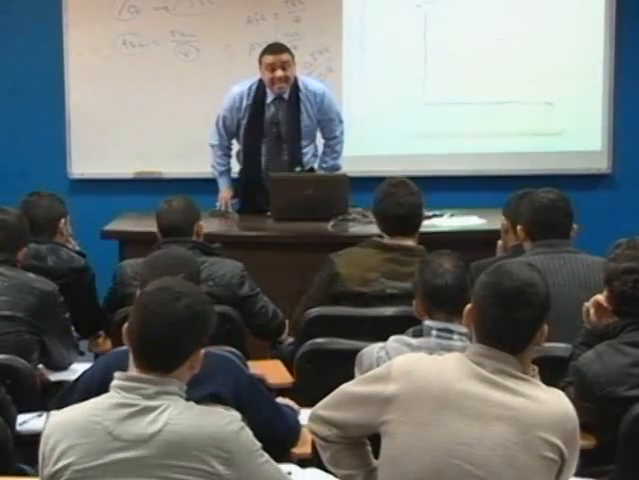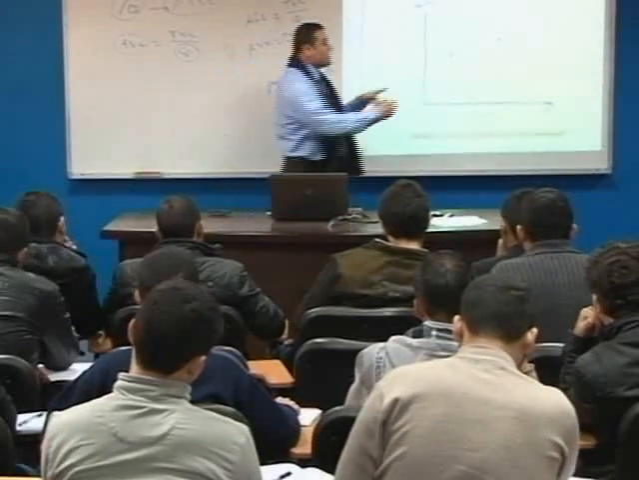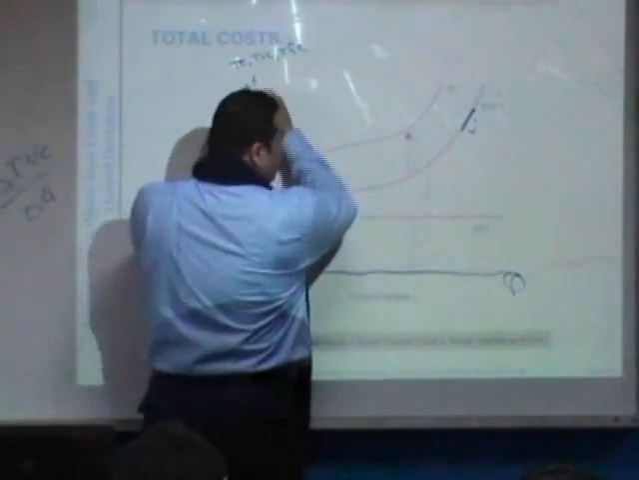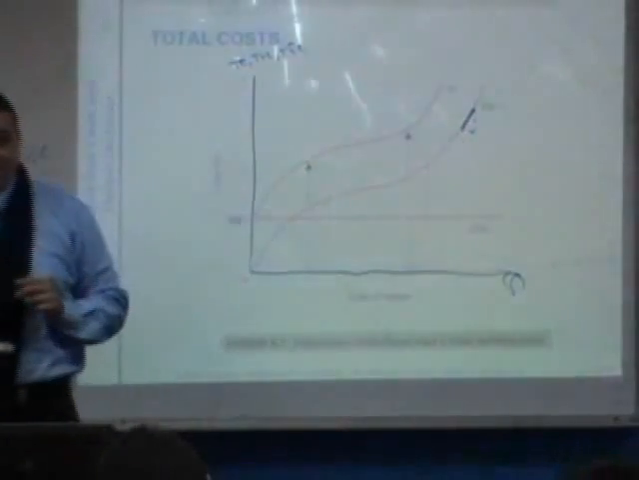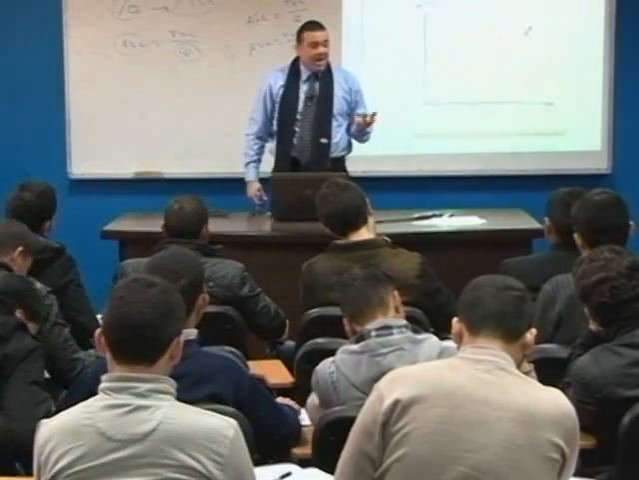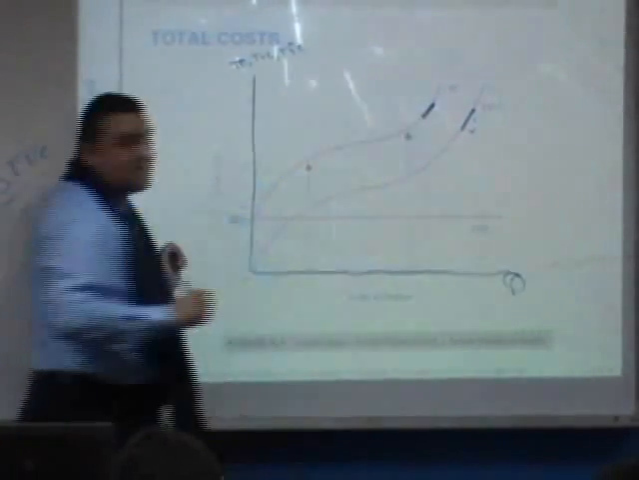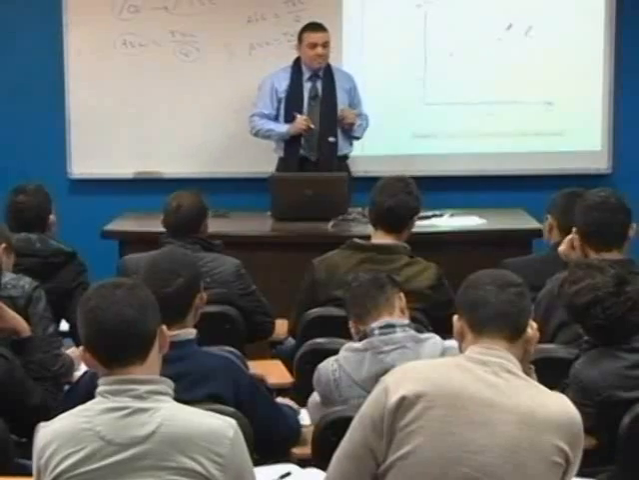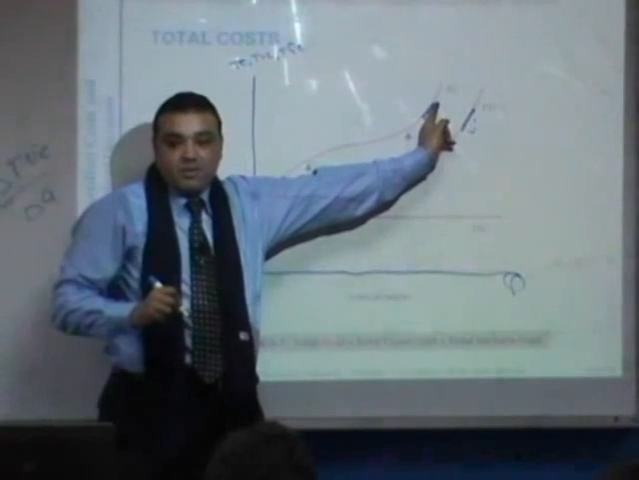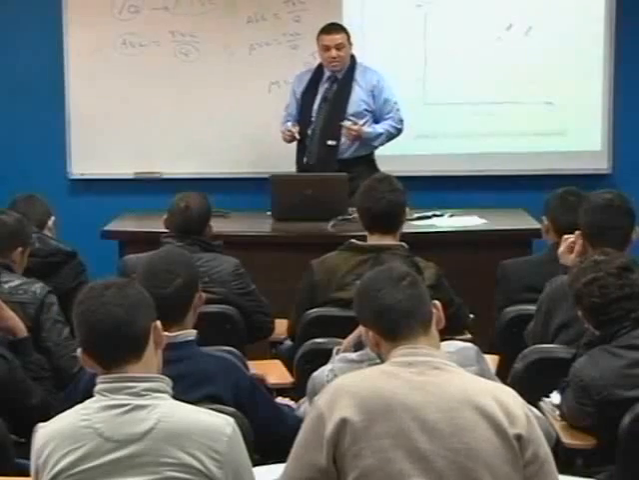It's delta TVC over delta Q, which is MC. Let's calculate the slope at this point. Delta TVC over delta Q, which is what? Excellent. And at this point, the same for the TC. Here, the slope here equals the slope here, because MC here is delta TC over delta Q, right?